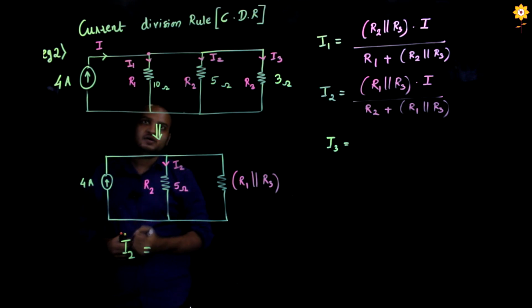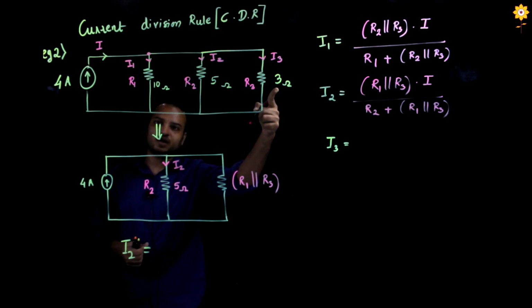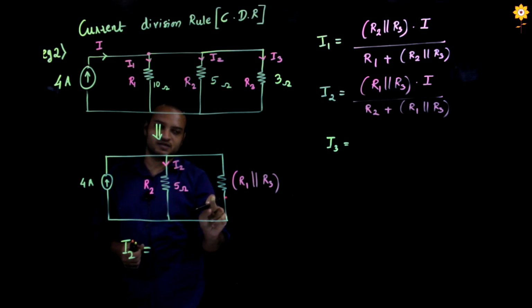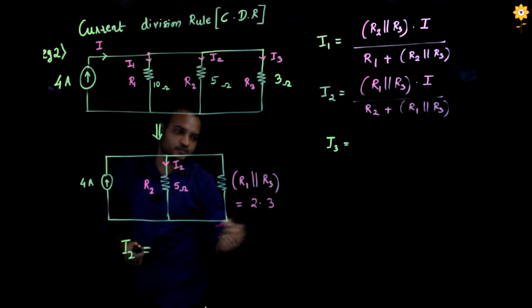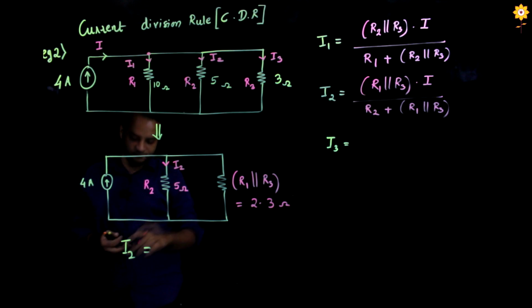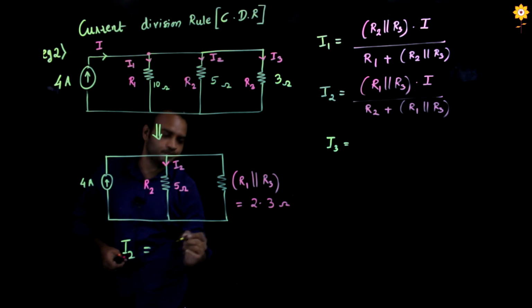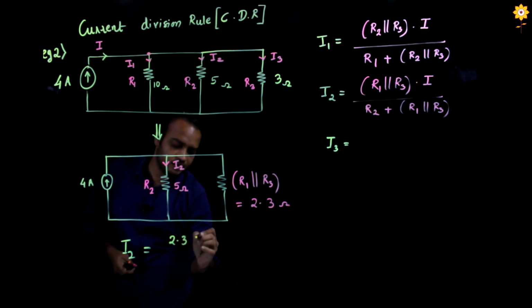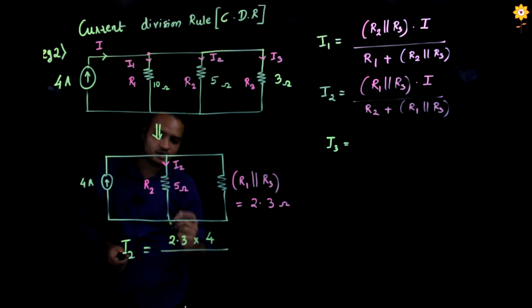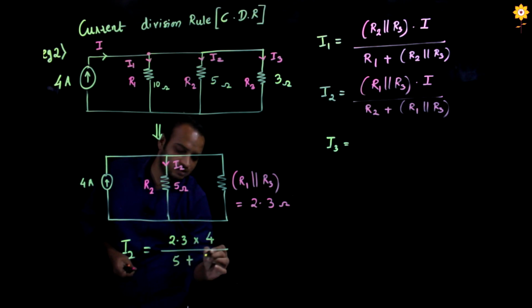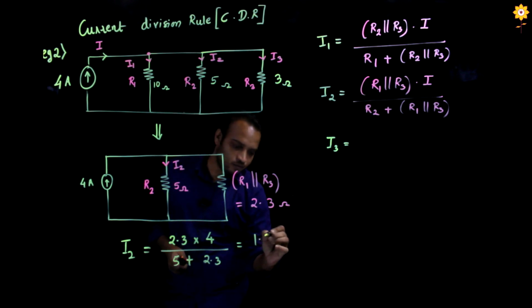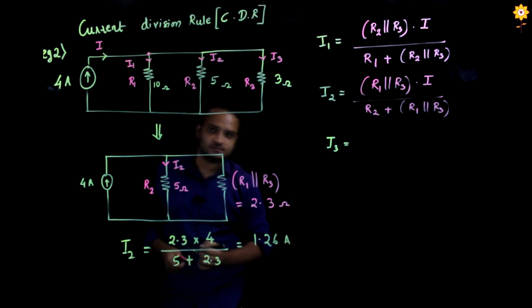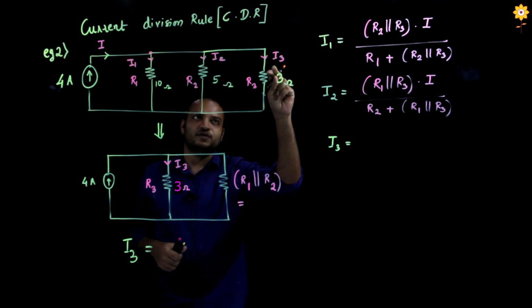So this is my current I2. I will reduce the circuit. In this case R1 and R3 are going in parallel to combine into one resistance. This value will be roughly around 2.3 ohms. If I apply that formula, I2 is equal to 2.3, into current before division, that is 4, divided by 5 plus 2.3. So the answer will be roughly around 1.26 ampere.